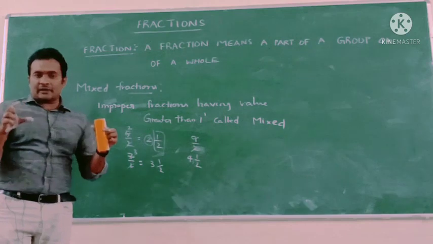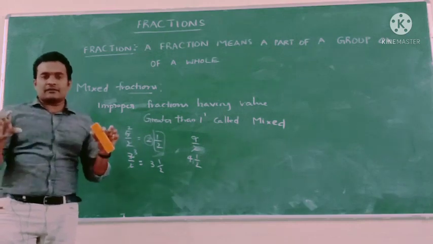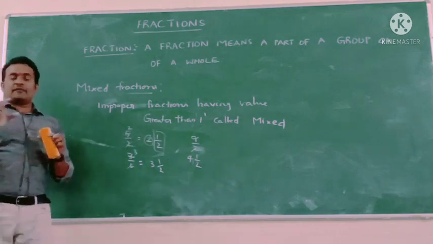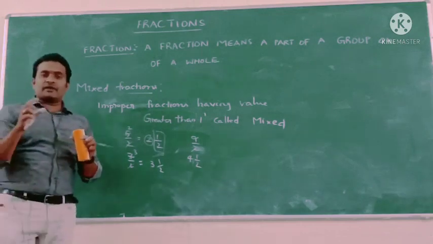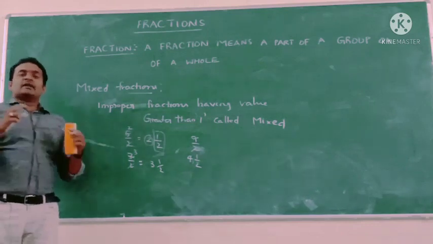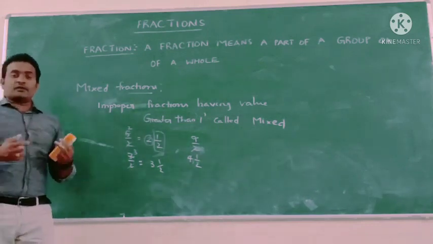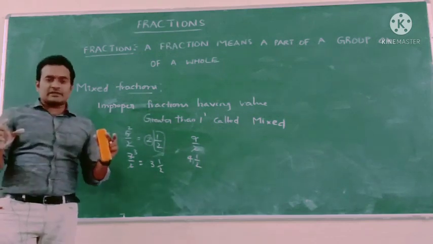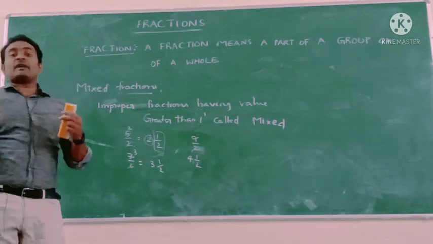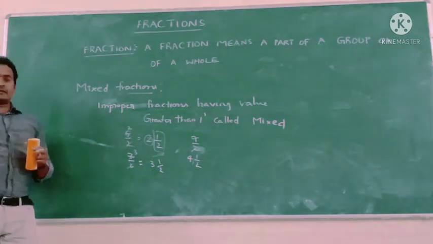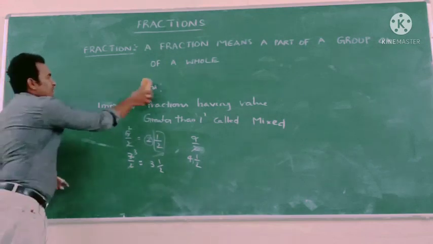Once again, I am repeating the definitions of the kinds of fractions. Proper fractions: the fractional value less than 1 are called proper fractions. The fractional value greater than 1 are called improper fractions, and improper fractions having value more than 1 are called mixed fractions. Those are the kinds of fractions.